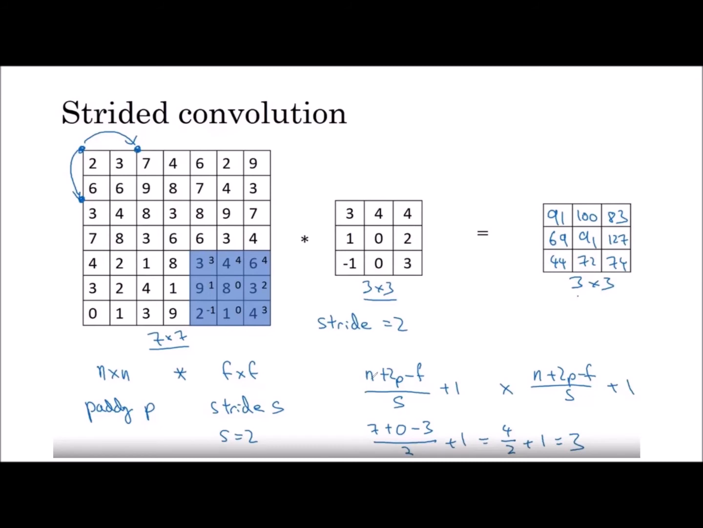We will check in this case. n is 7 plus 2p. We have not added any padding here, so this is valid padding. No padding means valid: 7 plus 0 minus f. f is 3, divided by stride 2, plus 1. So 7 minus 3 is 4, 4 by 2 is 2, 2 plus 1 is equal to 3. So you can observe the feature map matrix size is 3.